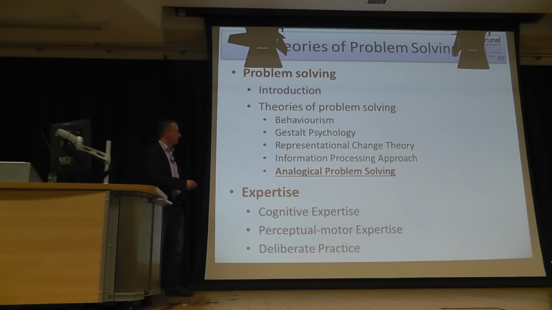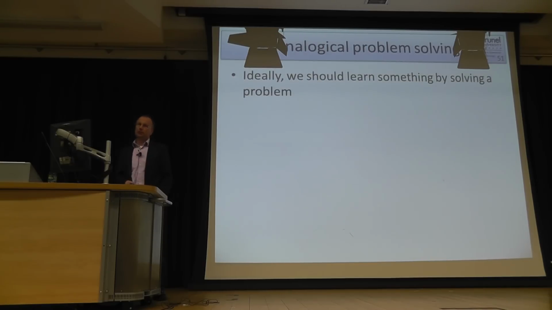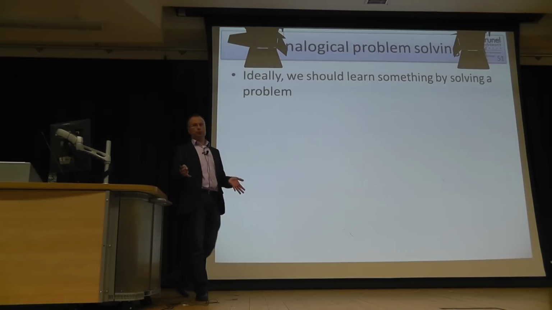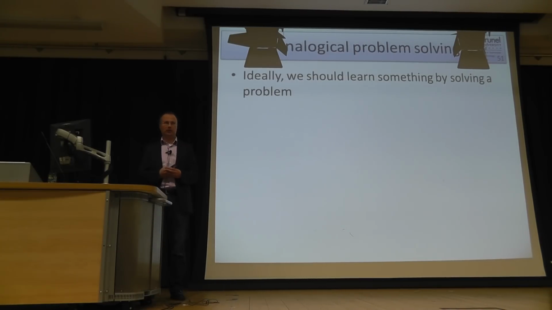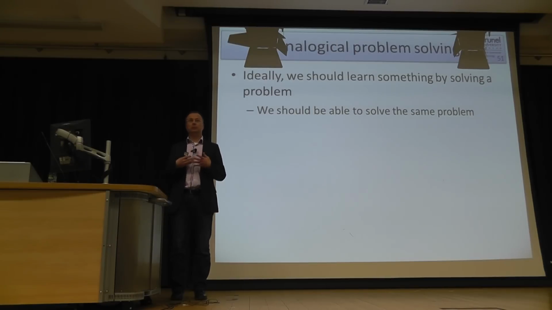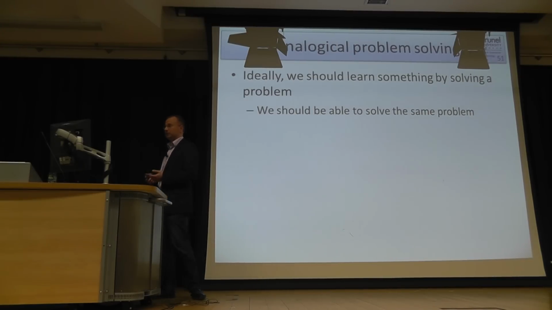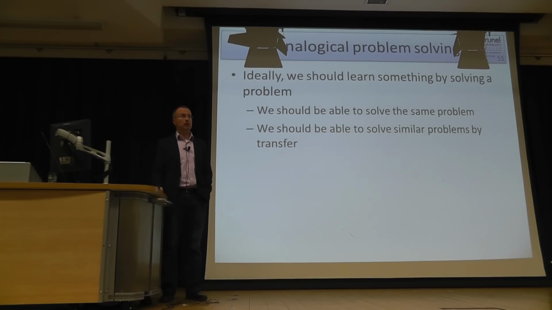Okay, let's get to the last point, theory of problem solving: analogical problem solving. In theory, if we have solved a problem in everyday life, then optimally we should have learned something by that, so that in the future, when we face the same problem, we should solve it more quickly, or maybe straightforwardly. However, we would expect that we also have some transfer to related or similar problems.